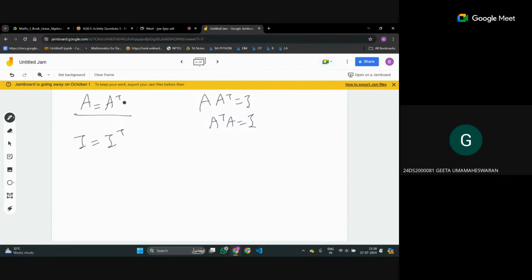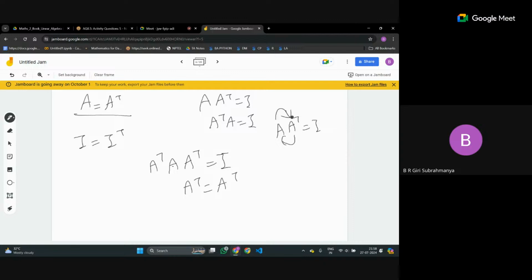No. The thing is, A transpose A is equal to I, okay? Now, even if you multiply A transpose on both sides, you are going to get A transpose A is going to be the identity matrix. And one more thing, the inverse will be unique. For an invertible matrix, the inverse will be unique. So A transpose is technically the inverse of A, correct? And A is the inverse of A transpose. So it's like an inverse.